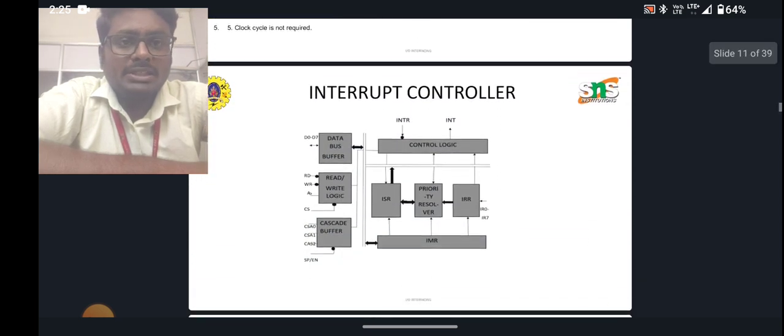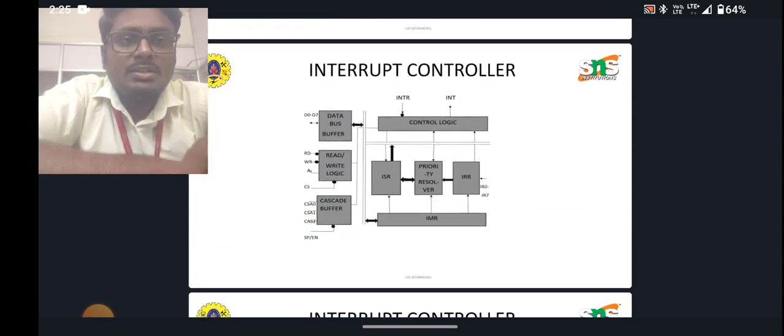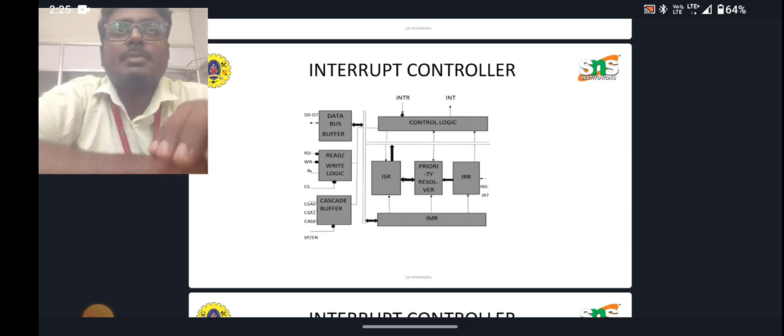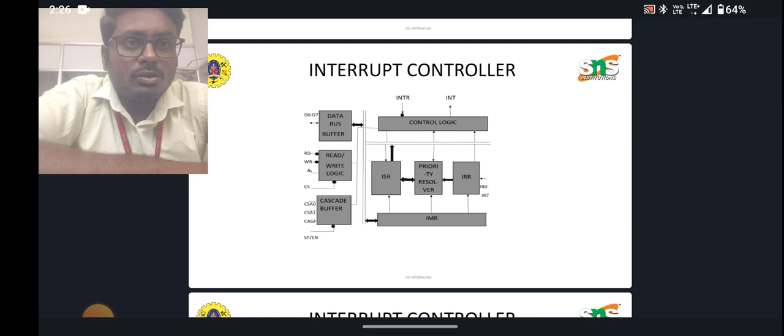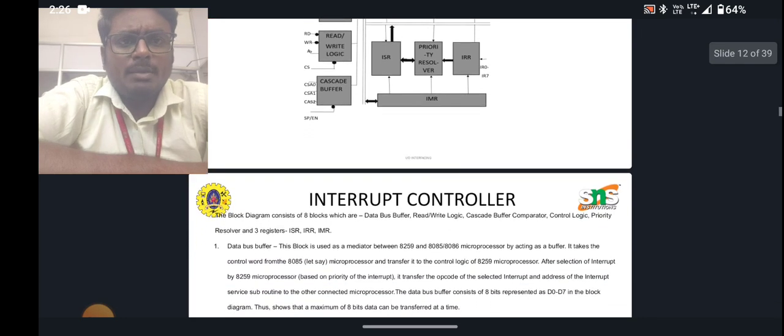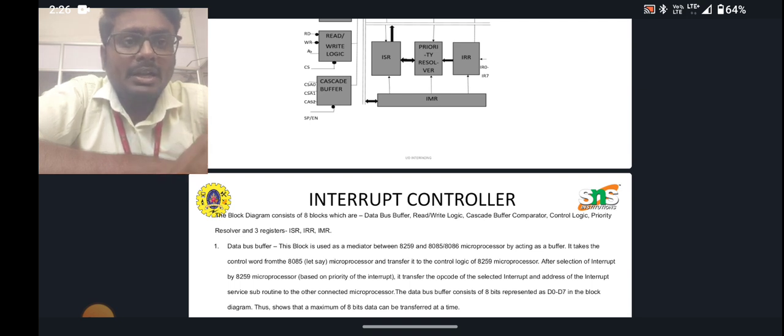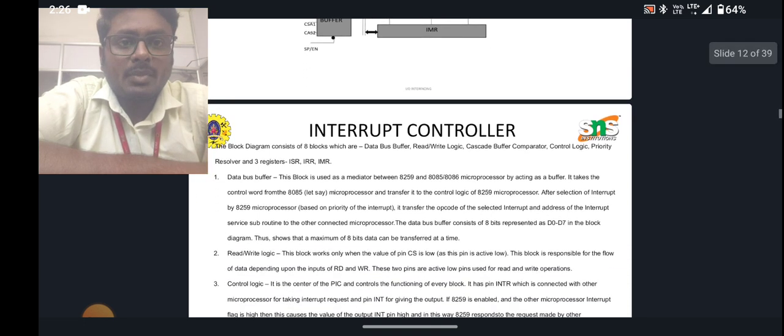Followed by the block diagram, you can see it consists of data bus buffer, read write logic, cascade buffer. Cascade buffer is used to increase the interrupt controller levels, followed by the control logic, priority resolver, and ISR, IRR and IMR. The block diagram consists of 8 blocks, which are data bus buffer, read write logic, cascade buffer, comparator, control logic, priority resolver, and 3 registers: ISR, IRR, and IMR.